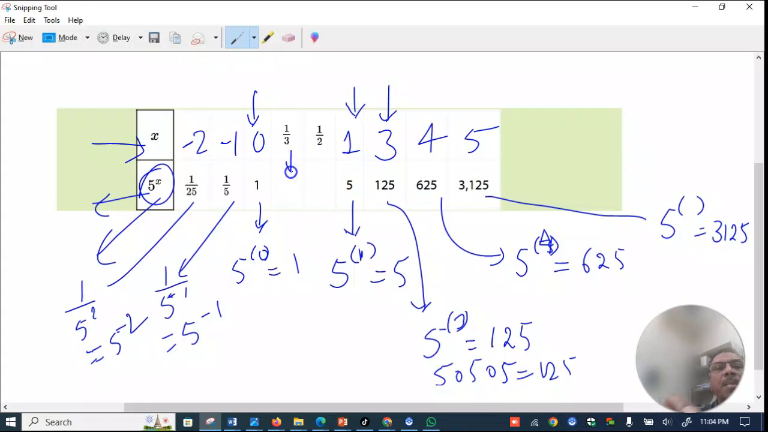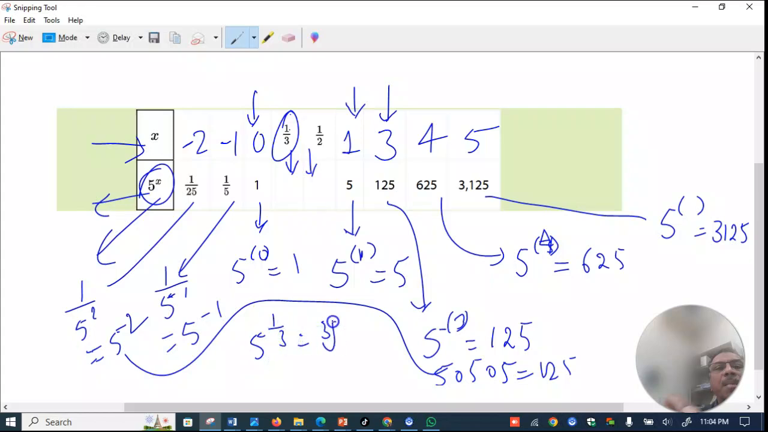Now what about these two pieces? Let's do the 1/3. When you put this in, it is 5 raised to 1/3. You can write it in radical form as the cube root of 5. So this becomes the cube root of 5. And if it is 5 raised to 1/2, it becomes the square root of 5. So this becomes the square root of 5. And that completes the table.